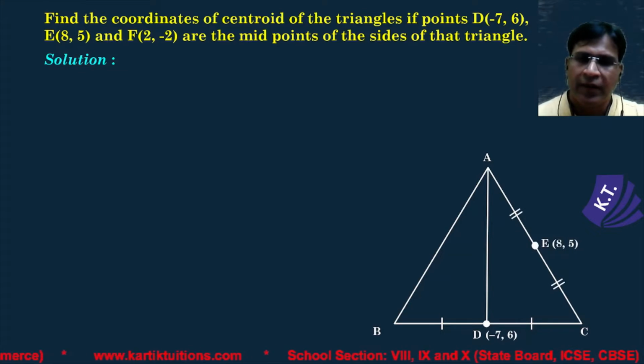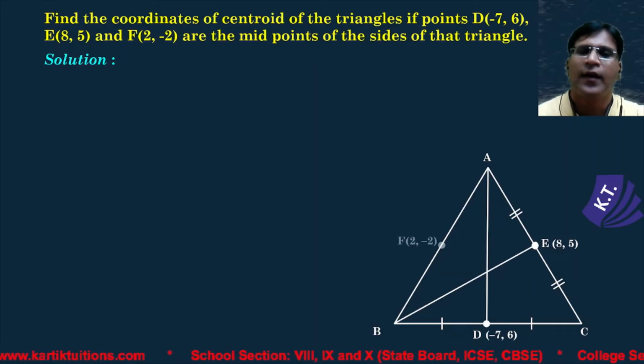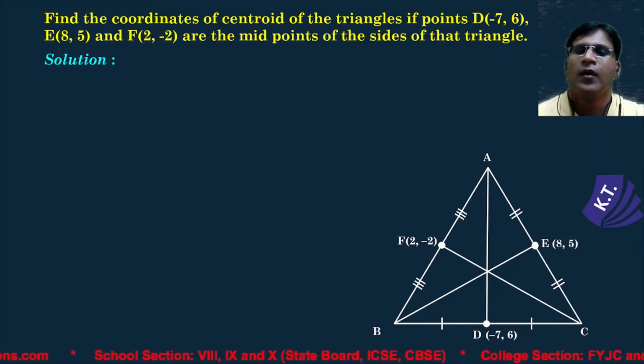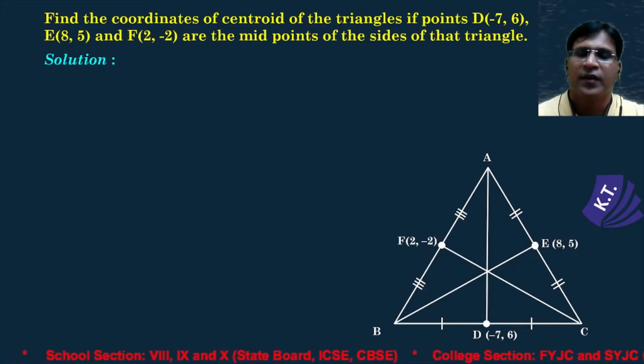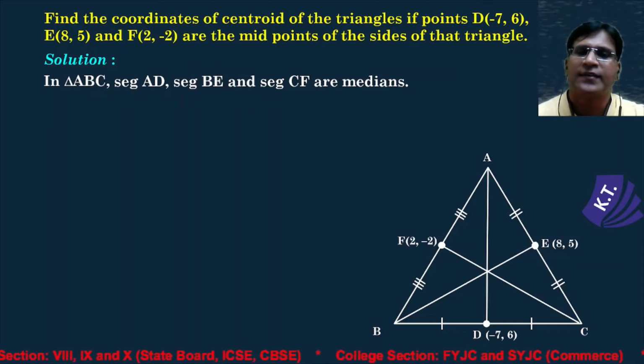So AD becomes a median. In the same way, E is the midpoint of AC, so BE becomes a median. And F is the midpoint of AB, so CF becomes a median. Now these 3 medians intersect at point G, and we will take the coordinates of G as x, y.